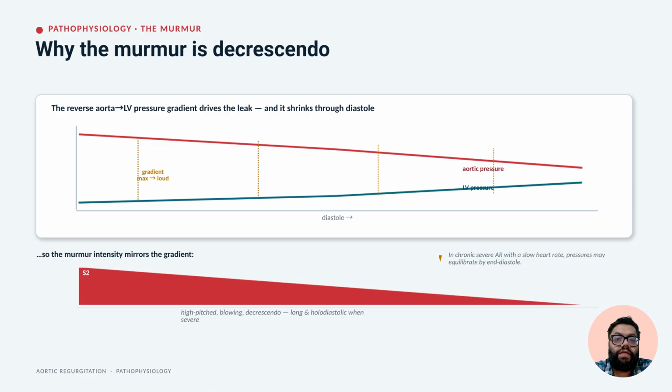One elegant corollary in the flag: in chronic severe AR with a slow heart rate, the two pressures may actually equalize before diastole ends the gradient, and the murmur can run out before the next beat begins.